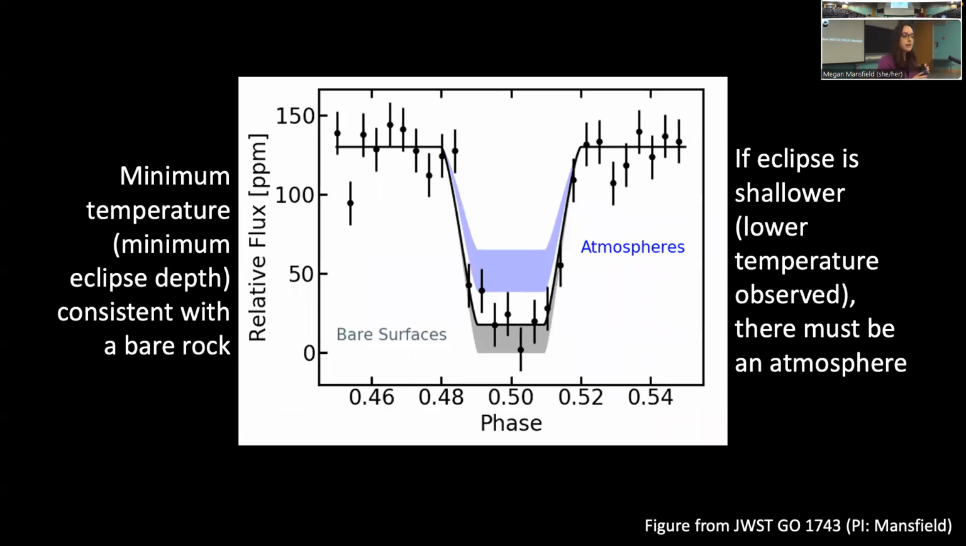All right, so to summarize this idea, we expect that a planet that is just a bare rock will be very hot on the day side. And so there's essentially a minimum temperature, or a minimum secondary eclipse depth, that would be consistent with a bare rock planet. Then if we were to observe a secondary eclipse that was shallower than that, which means we observe a planet that's colder than that, then we could infer that the planet must have an atmosphere.